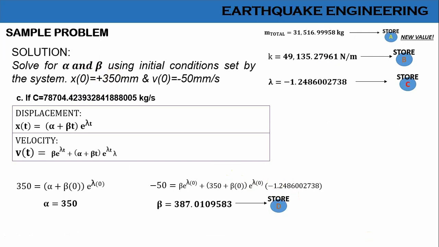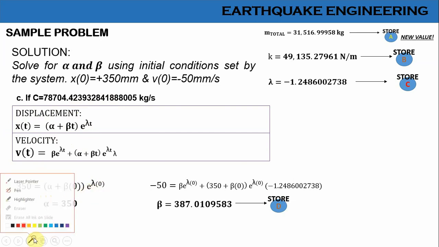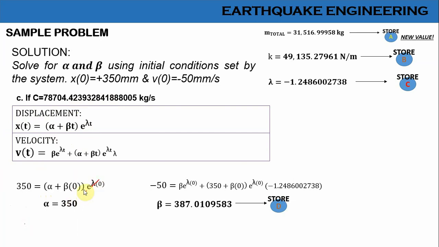Na 350 millimeters ang initial displacement and initial velocity is negative 50 millimeter per second. Now, we need to use the displacement function first, this one. Okay. X sub 0 is 350 is equal to alpha plus beta times e raised to the power of lambda times 0. So, this one will be 1. Tapos this one is 0 yun siya. So, alpha is 350. O, diretso na.